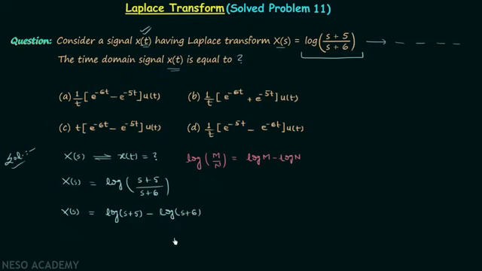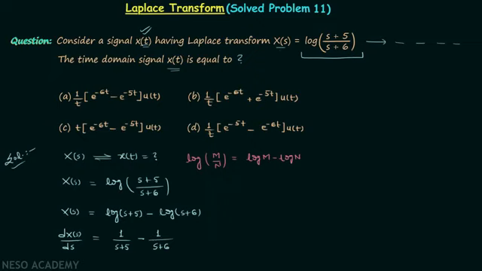And now in the next step I will perform the differentiation with respect to s one time. So we will have dX(s)/ds on the left hand side, and on the right hand side we will have 1/(s+5), because differentiation of log(s+5) with respect to s is equal to 1/(s+5). In the same way we will have 1/(s+6) as the derivative of log(s+6). So this is what we are having.